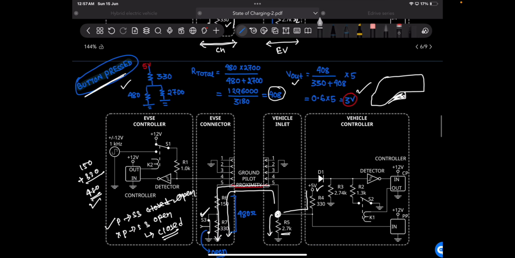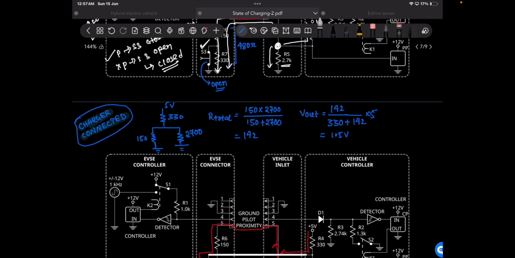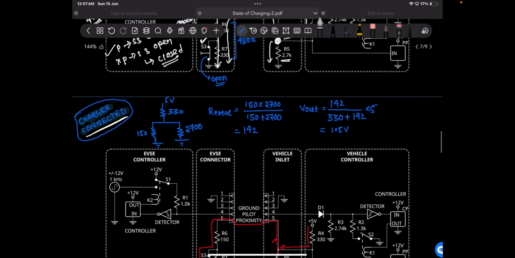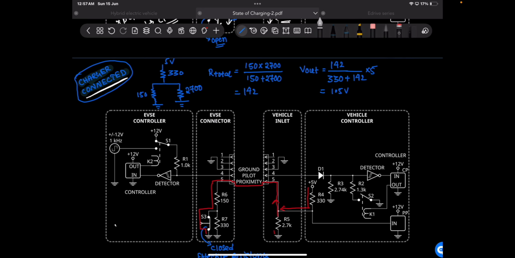Now the next state, whether the charger is plugged in or not, this is the charger connector state. Once you put the charger in the electric vehicle, you will release the button, so now the button is not pressed. In this case, the switch will be closed. This is the switch which is getting closed, and it will short the terminal. So this element will be omitted in this case, and you will have overall 150 ohm of resistance available.